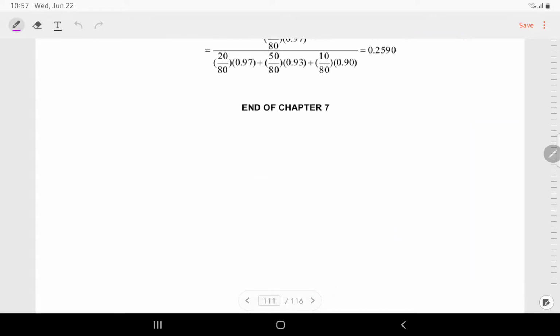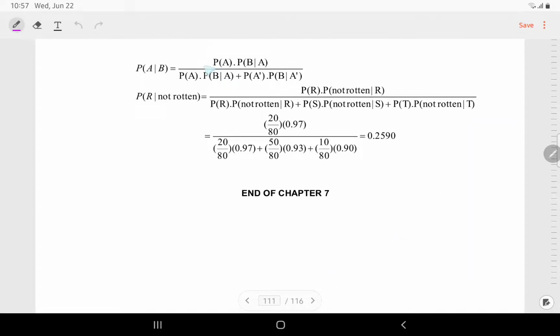Or you can use Bayes theorem to find the probability of R given not rotten. Okay, so formula dia akan jadi lain macam ni. Insert into the formula, dapat jawapan sama dengan guna ordinary formula.